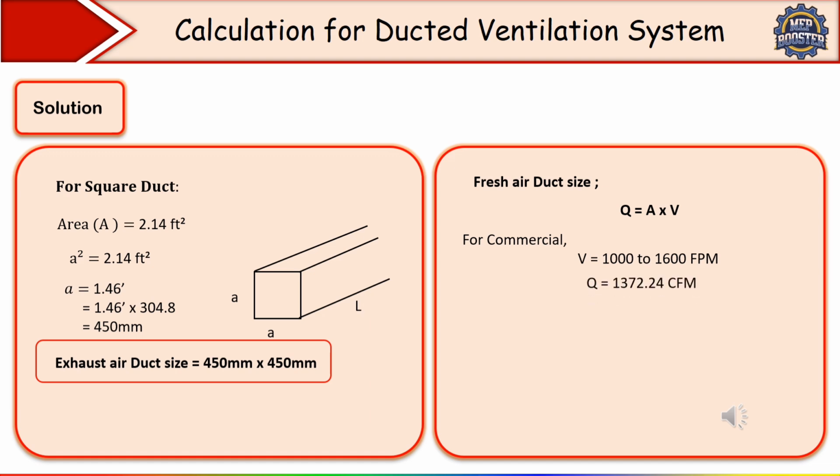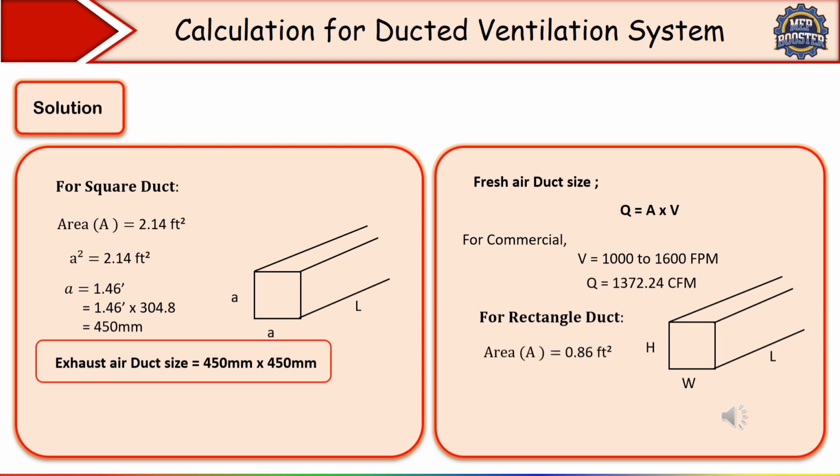And the Q value we have calculated in normal mode, how much? Fresh air 1372.24 cfm. So to find out the area, you can easily get it. Suppose first of all I am doing the sizing for a rectangular duct. If it is a rectangular duct, you can see in this image we have the width of this duct, height and length of that duct. So how to calculate the area? Same, we have to use this formula. So you will get the area. Area how much? 0.86 square feet.